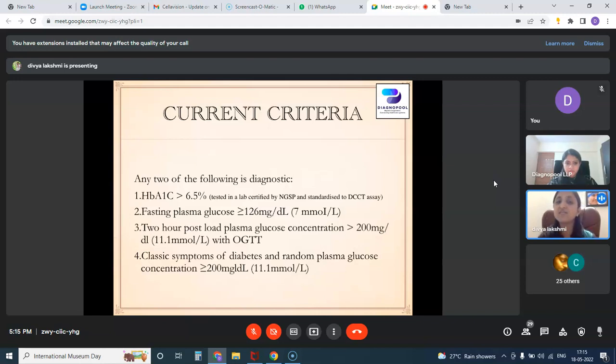But remember, if you are using HbA1c alone to diagnose, if it is above 6.5%, that HbA1c machine should be certified by the NGSP, the National Glycohemoglobin Standardization Program. They will issue a certificate that this particular machine is standardized and can be used for HbA1c, because there are so many machines which we use for HbA1c, but when we are using it alone as a criterion, that particular machine should be standardized and certified by NGSP.